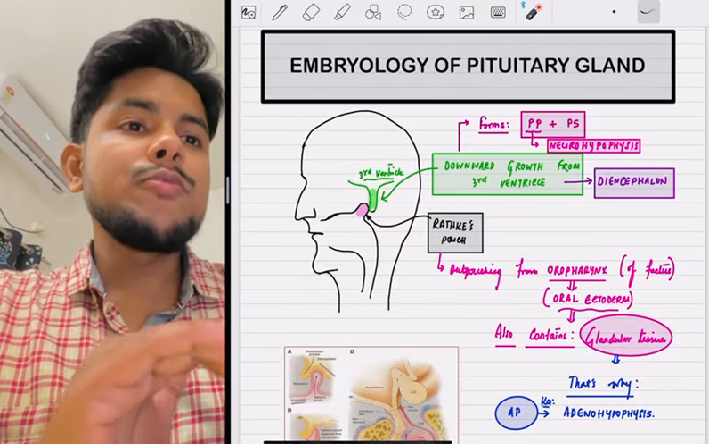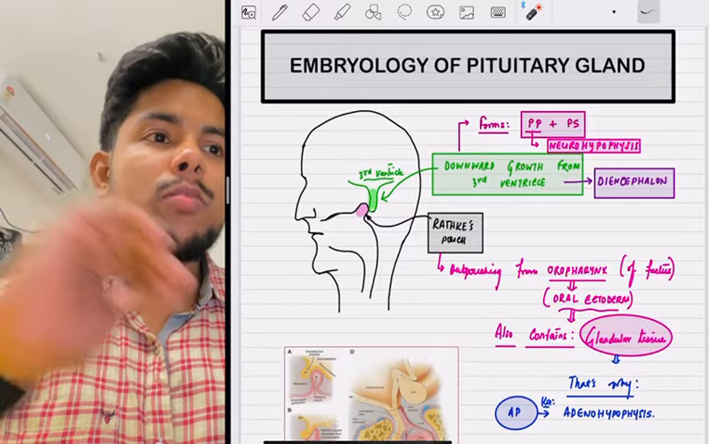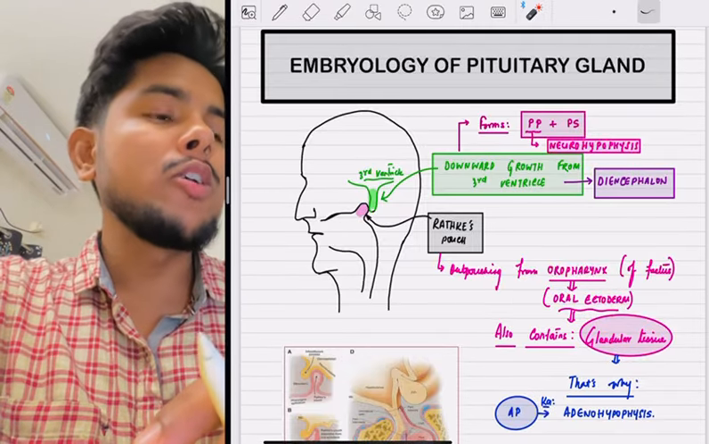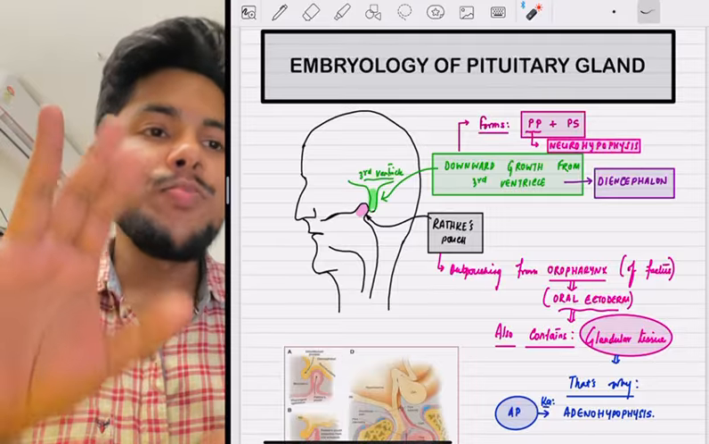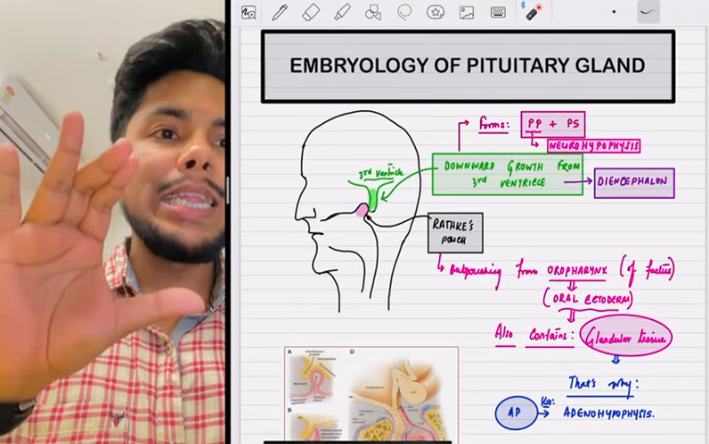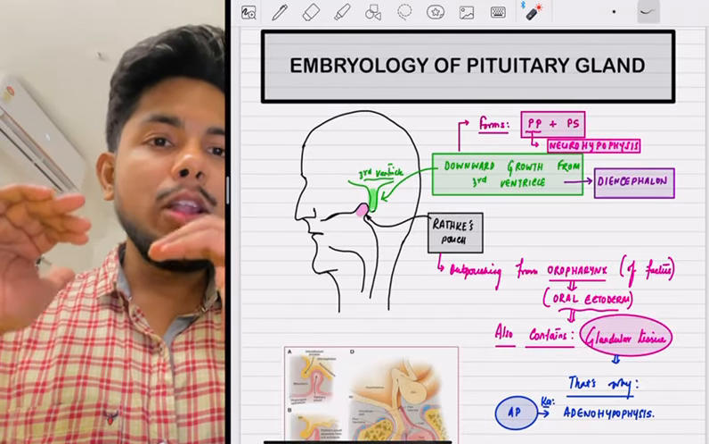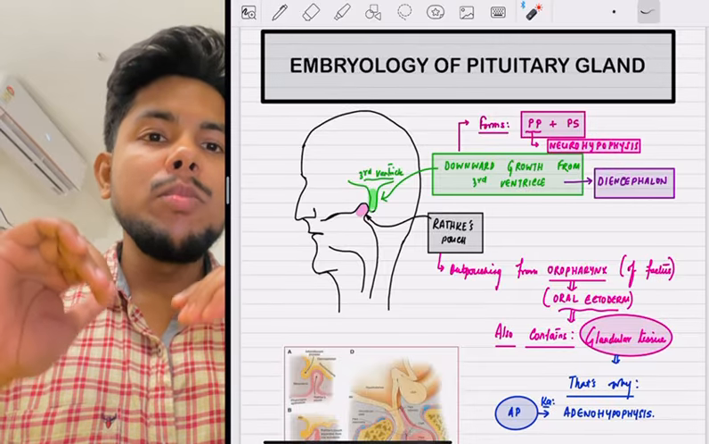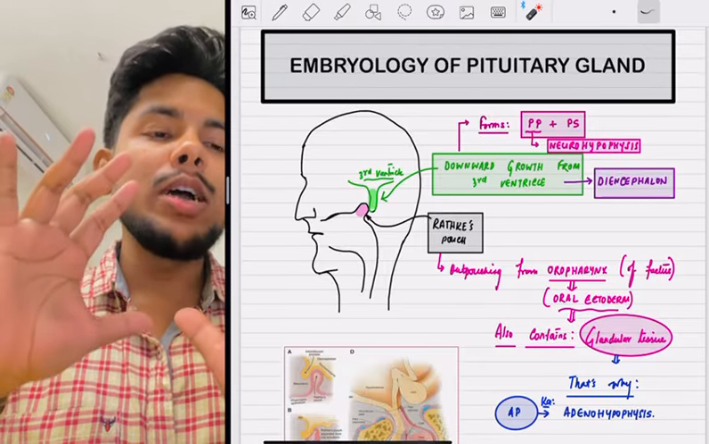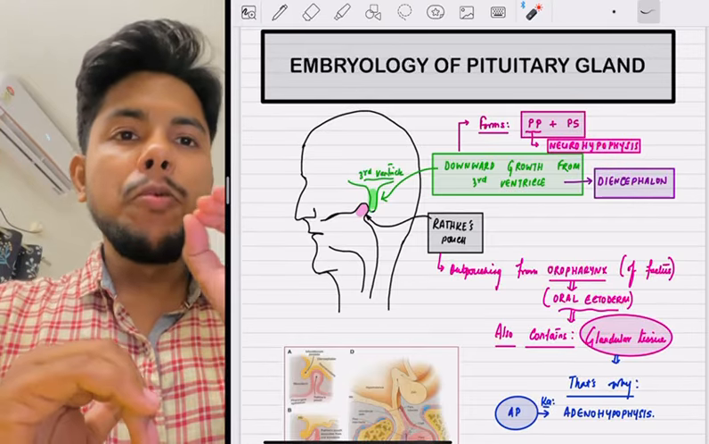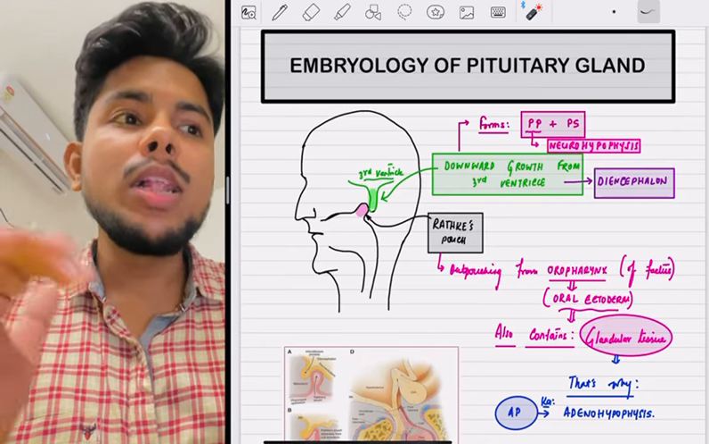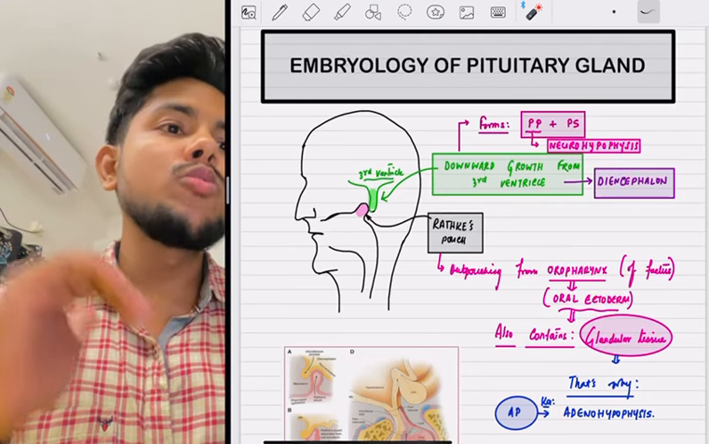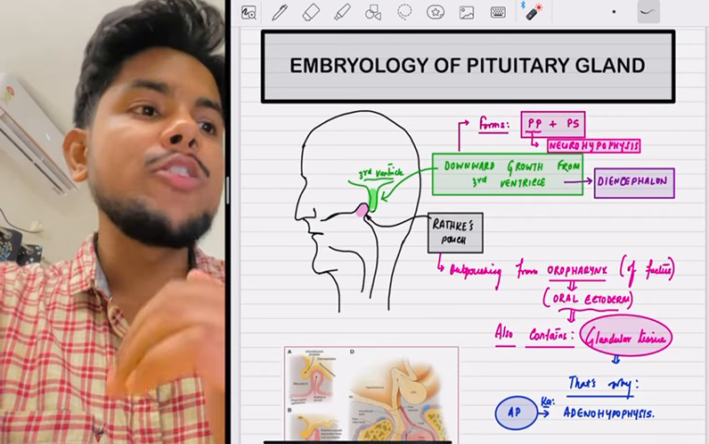It is coming from the downward growth from the third ventricle, which is a part of the diencephalon. So in short, the anterior pituitary gland embryologically originates from the oropharynx, called Rathke's pouch. The posterior pituitary gland embryologically originates from neuronal tissue, which is basically the downward growth from the third ventricle.